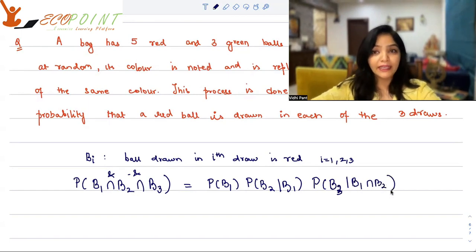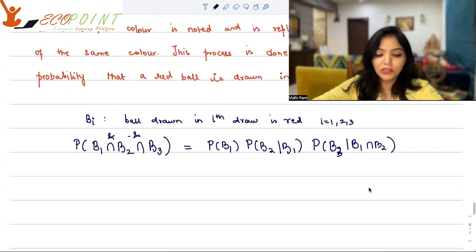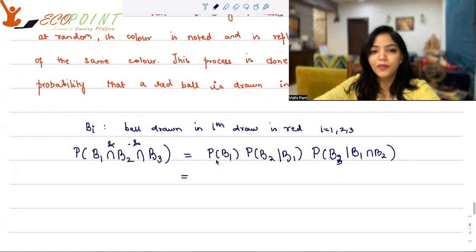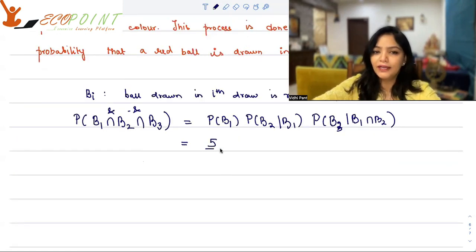Both will give you, because of the occurrence of B1 and B2, a different probability for the third time when you draw a ball. Okay. So this is the multiplication rule. And hence it will be equal to the probability in our case. So what do we have? We have 5 red, 3 green. So first draw, I get 5 upon 8 is the probability of getting a red ball.